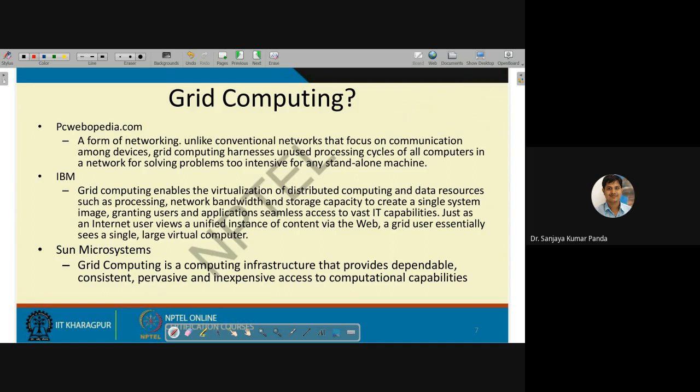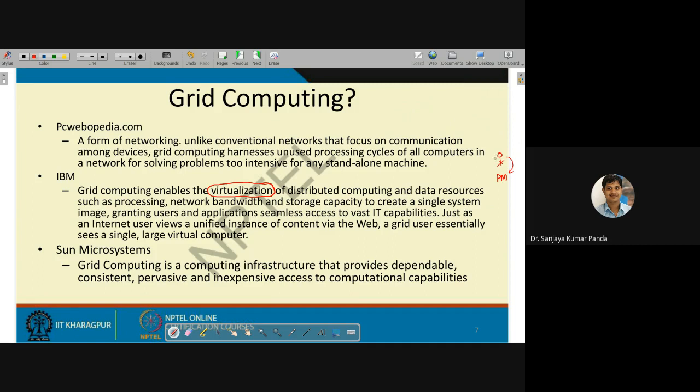So grid computing enables virtualization of distributed computing. Virtualization is a popular technology behind cloud computing. Similarly, in the grid case also, it is a very popular term. What does virtualization say? If one physical machine is dedicated to a particular user, when this user is using this physical machine, it is active. But when the user is not using it, it is completely idle, right?